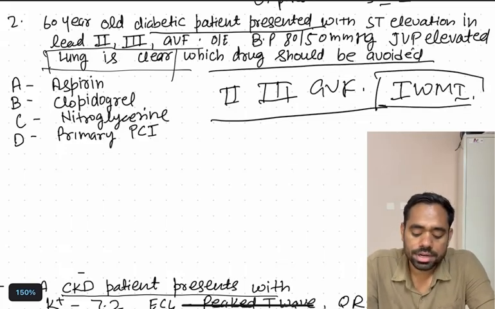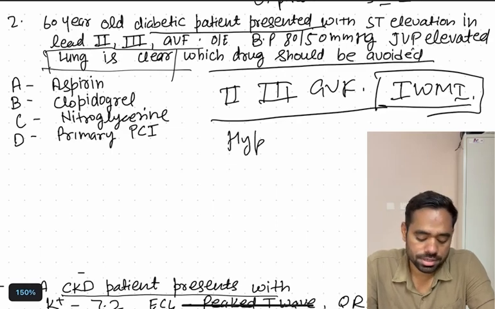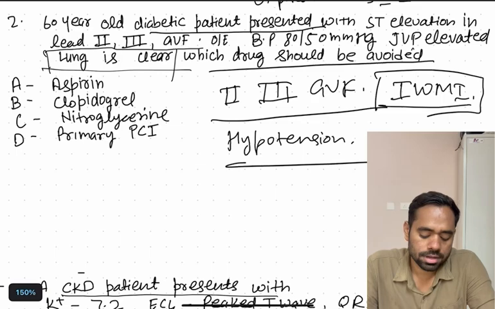So in inferior wall MI presented with hypotension. Let's see. Option is aspirin. Definitely we will give aspirin. Clopidogrel, yes, we will give as antiplatelet.